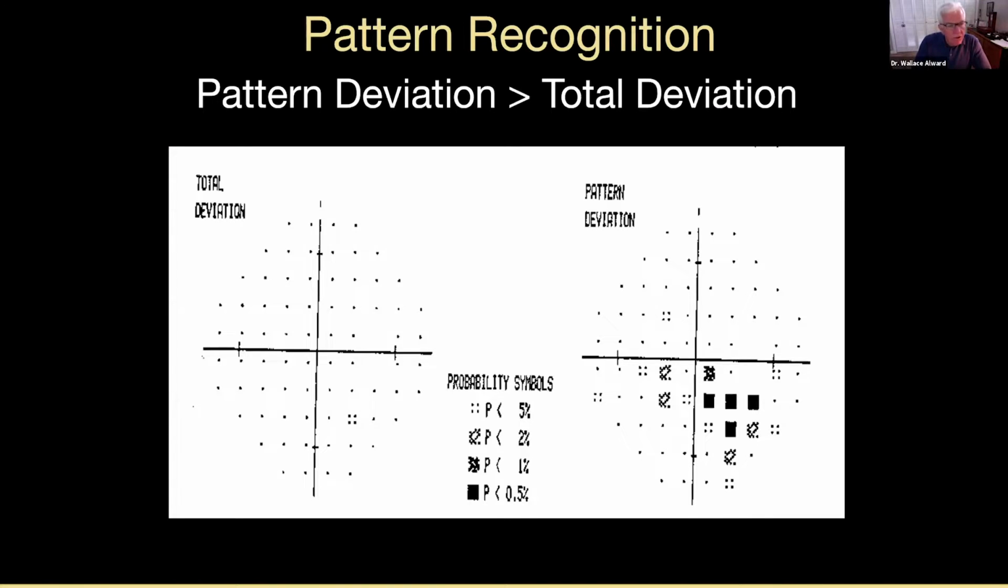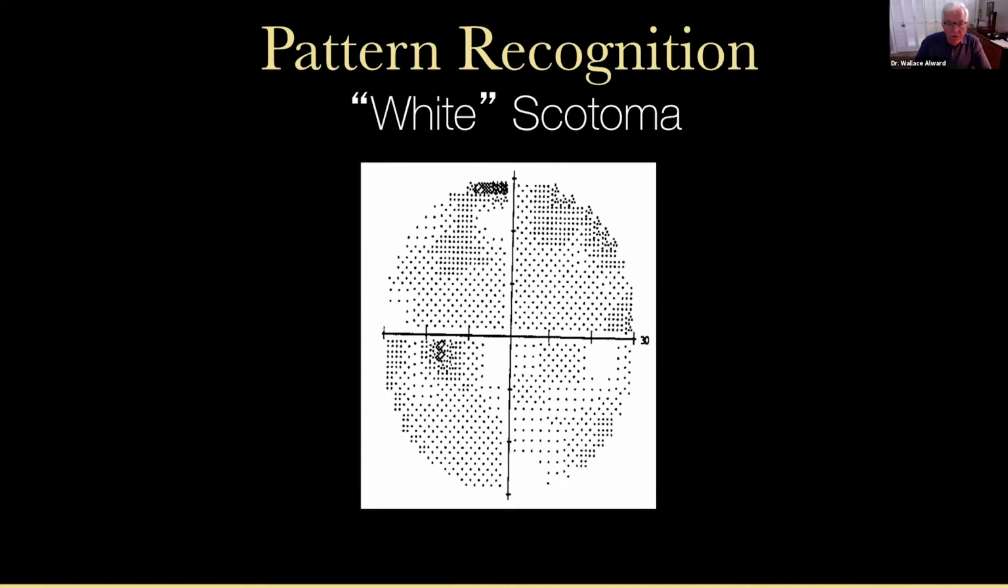This one, I really want you to remember this disconnect between total deviation and pattern deviation. You should be thinking, is this a false positive field? Again, it may be somebody with superhuman vision who has an early glaucomatous defect, but usually it's false positives. Also, the dreaded white scotoma, where you have these white spots in the visual field, that's a field that you should just throw away.